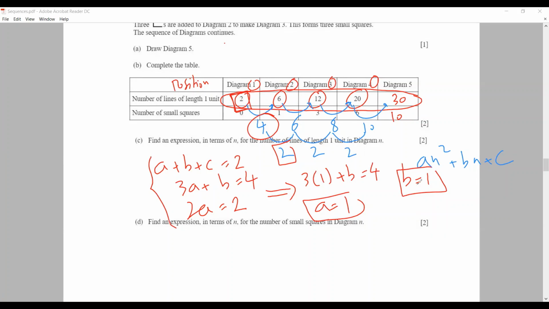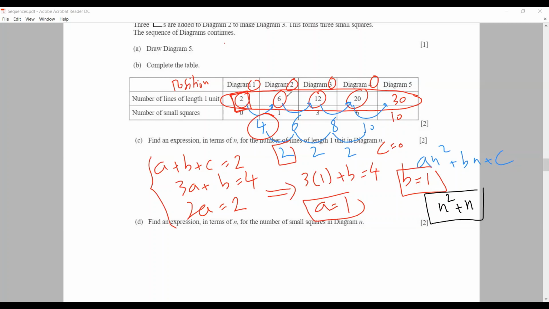We have A and B, so C should be 0. If A is 1, B is 1, substitute it here, so C is 0. Now the final format of this quadratic sequence is basically n squared plus n. That's the final answer.